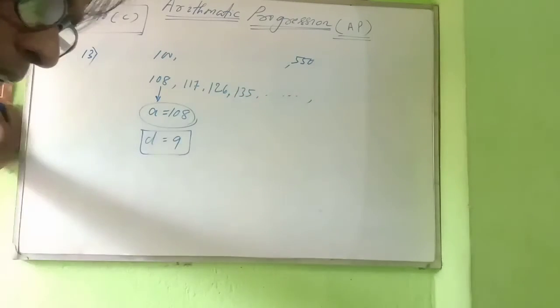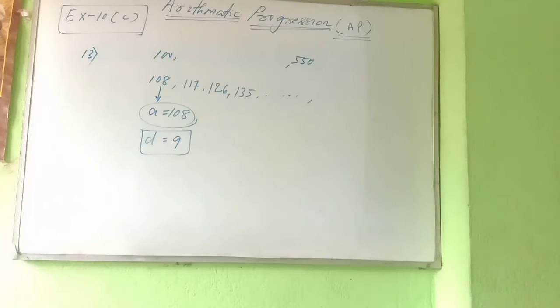What will the last term be? Just see and tell me. The last term will be how much? Up to 550 you have to go. That means divisible by 9 you have to consider. Divisible by 9 means this will be 549.